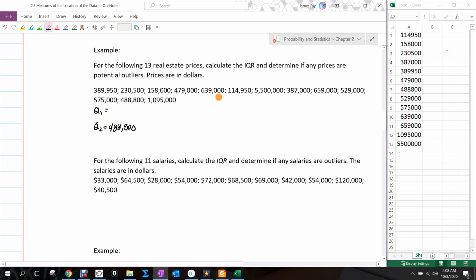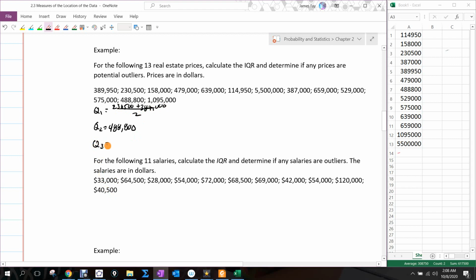So Q1 is now going to be, if that number right there was my median, now I'm going to look at this list here, and I want to find the median there. Now, if I look at this list, it's 1, 2, 3, 4, 5, 6. So it's an even number. So it's going to be the average then of those two. So I'll write that down. So Q1 is going to be 230,500 plus 387,000. We'll divide that by 2.